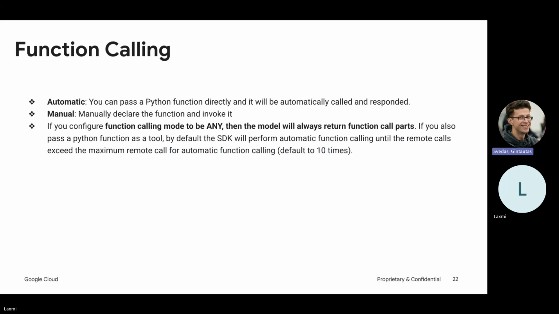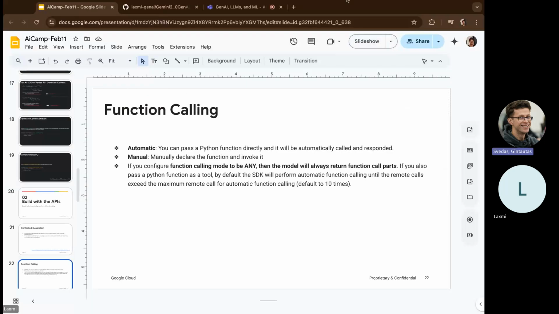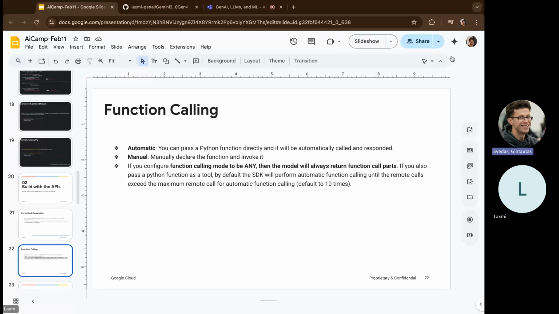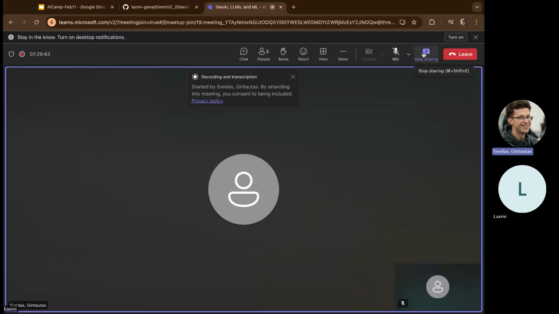The traditional way has been to use the OpenAPI specs to define a function and then call that. Or you could also do automatic function calling. You could also set it to any. So these are the multiple options that are available in the GenAI SDK with these models. What I'll do is show you the code and run them so that we don't run out of time.